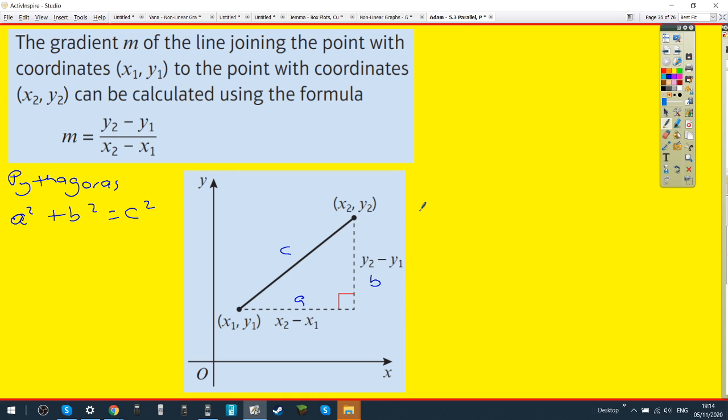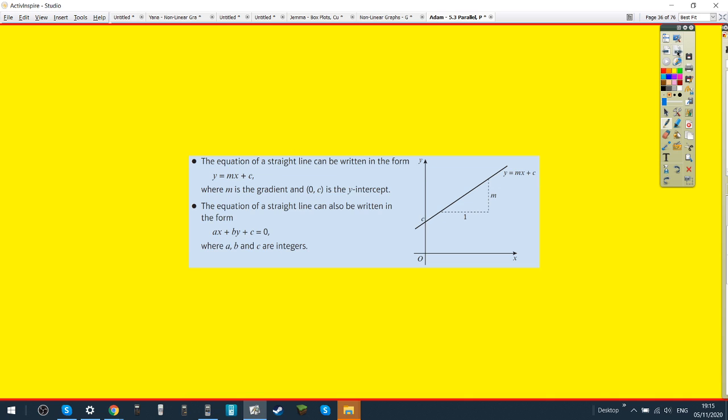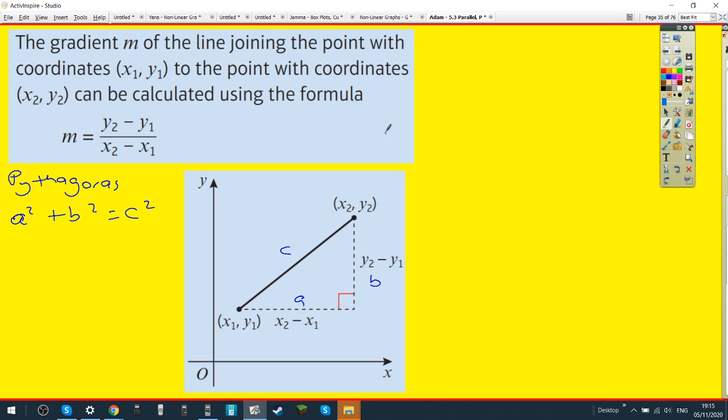In terms of coordinates, the way you get the length of A is you do x2 take away x1. The way you get the length of B is you do y2 take away y1. But you kind of know yourself. If it starts at 2, it goes to 5, it's 3 across. You can do 5 take away 2 if you're not sure, for example. But that's all it is. So, this is gradient. The length ends up being quite a fancy formula.